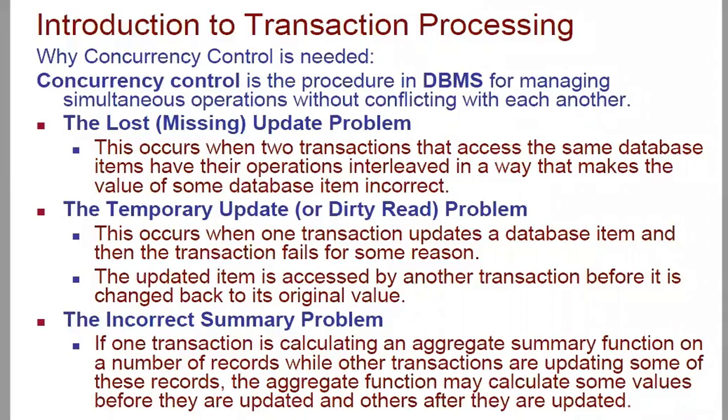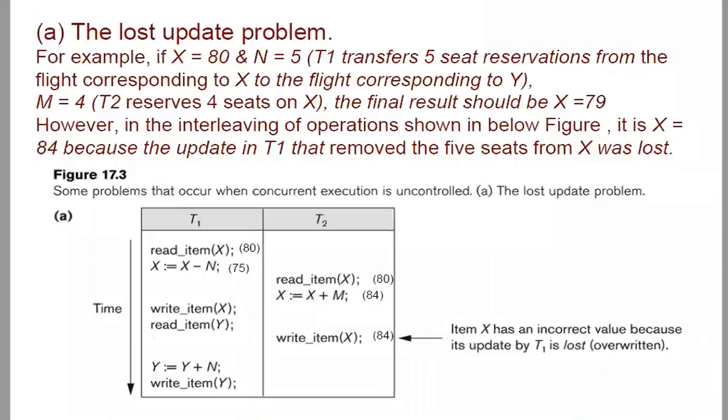Now we'll just see a small example. What is the lost update problem? In this example, we are transferring some number of seats from one flight to the other flight, and from the other flight we are trying to make a reservation. Some numeric values are given: x equal to 80 and n equal to 5. There are two transactions involved, T1 and T2. T1 is for the first flight reservation, and T2 is for the second flight reservation.